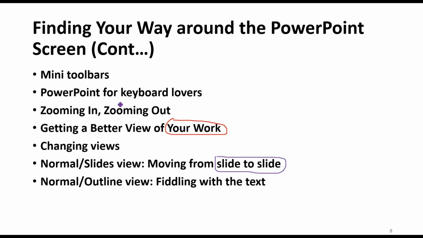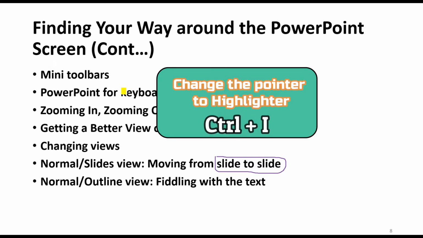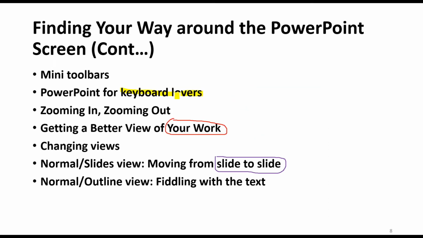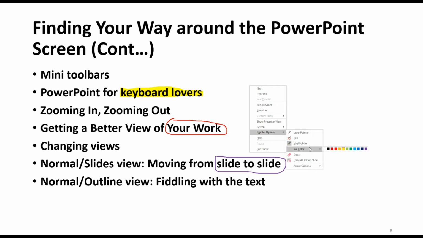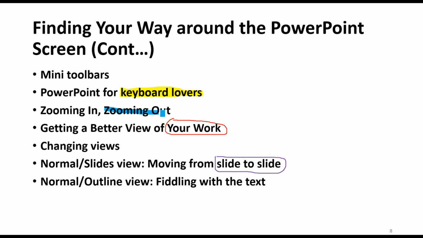Now assume I want to highlight a particular text here. So let us press Ctrl I, highlight. So I can highlight particular areas. But if you also want to change the highlighting color, you guessed it right. Same thing, right click, go to the pointer option, go to the ink color, and you can change the color of your highlighter also. So to come back again, Escape or you can press Ctrl A to come back again.